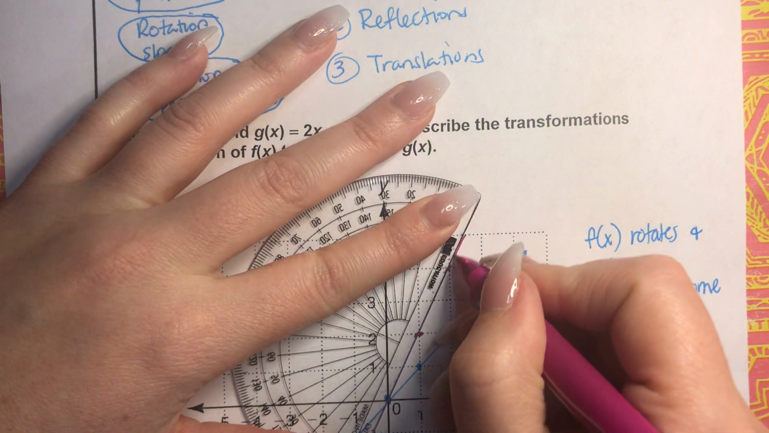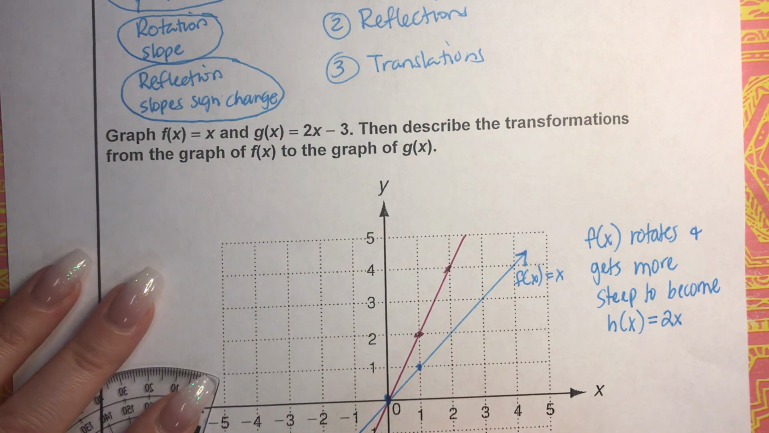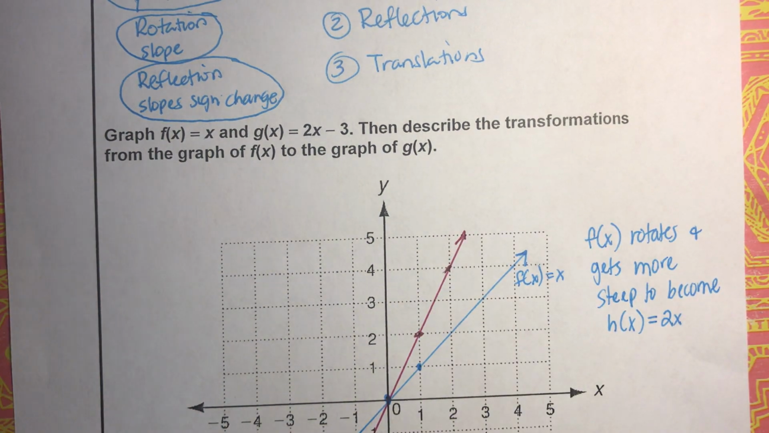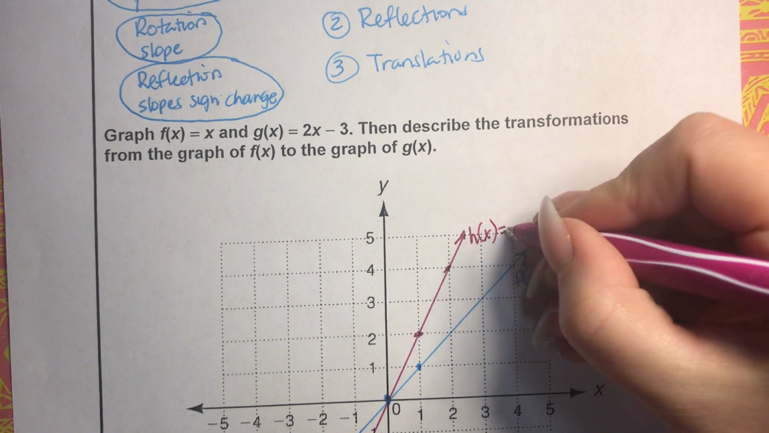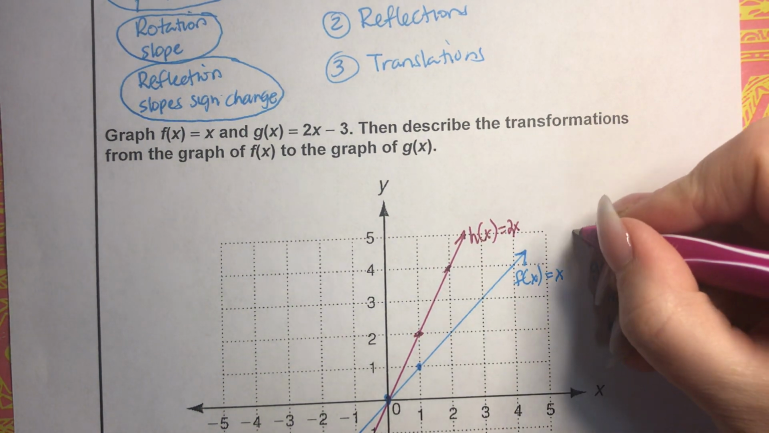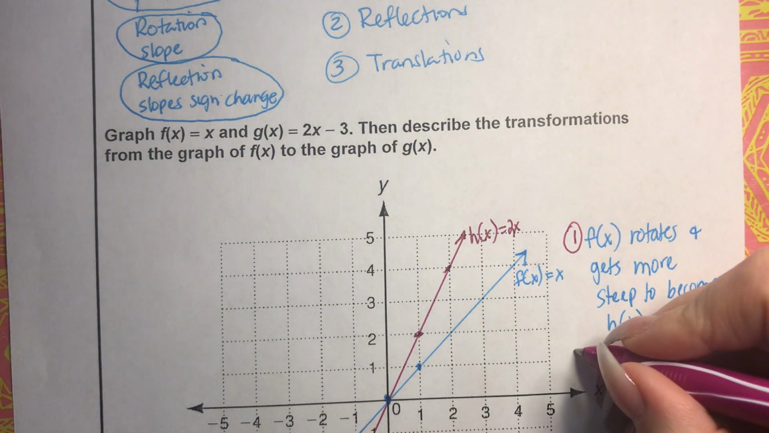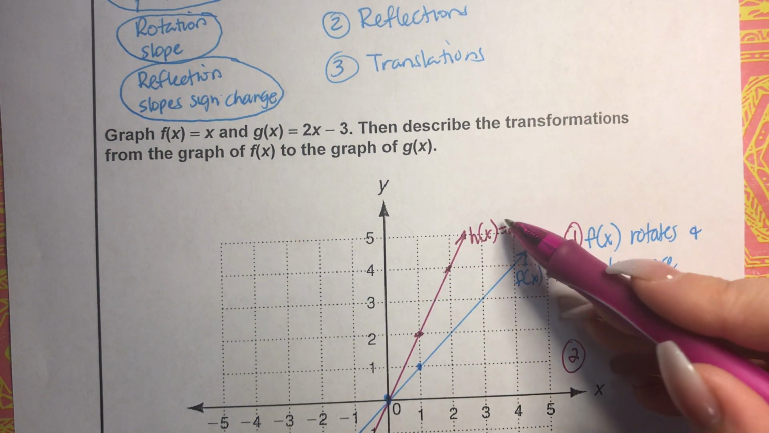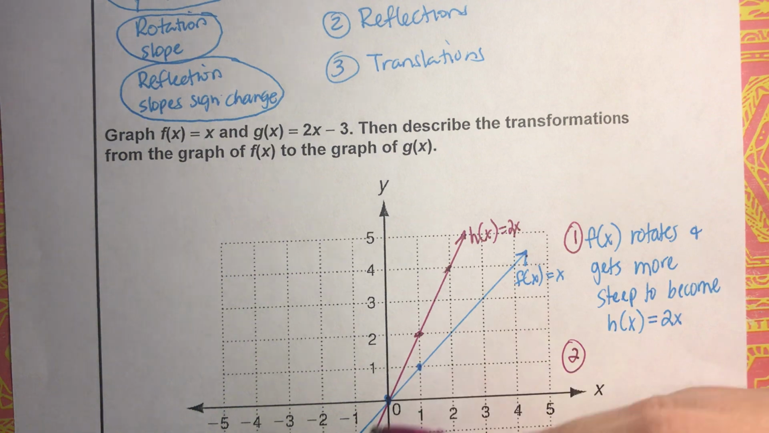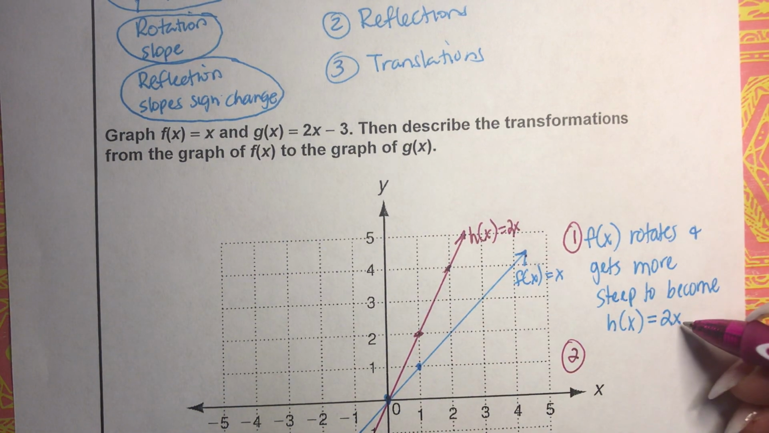So it's kind of like this step-by-step transformational process. So I do my rotation first. Okay, and that's h of x equals 2x. So this is the first thing that happened. Now I'm at h of x. So I started here and then it rotated, right? And then from here, now I have h of x equals 2x.